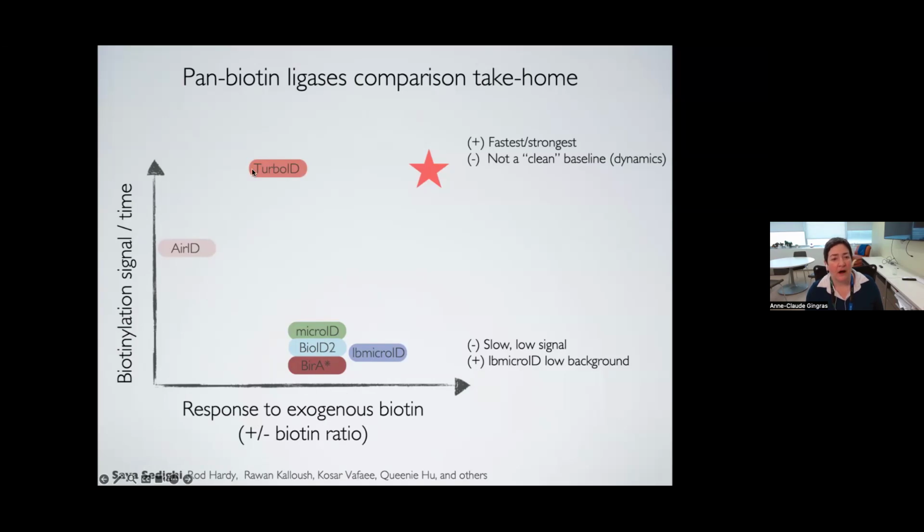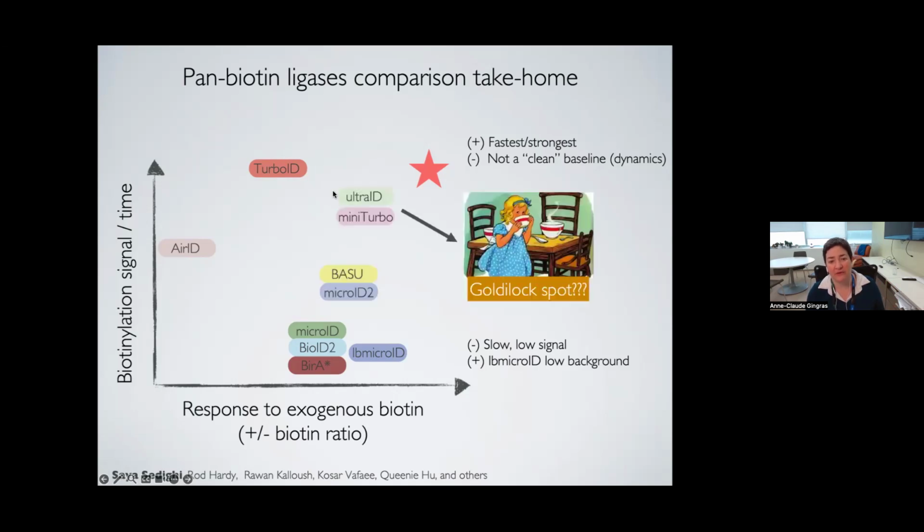TurboID is an enzyme that was developed through a number of rounds of directed evolution. It's the strongest that we've seen. However, it's very hard to get a clean baseline for it. So if you need it for very fast dynamic studies, this is actually kind of problematic.